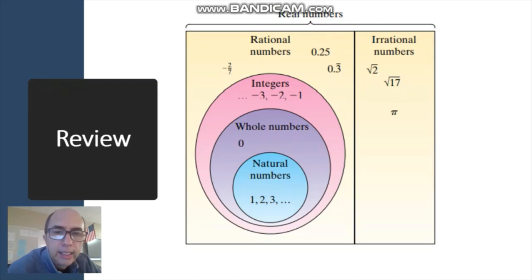So this is a diagram of what we talked about. We have the whole universe of real numbers, and inside the real numbers, one part is the rational numbers, and another part is the irrational numbers. If a number is rational, it's not irrational. If a number is irrational, it's not going to be rational. But inside the rational numbers, you have the integers, and inside the integers, the whole numbers. And if you remove the 0, then you have the natural numbers.